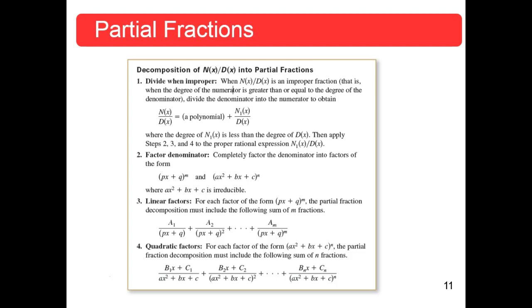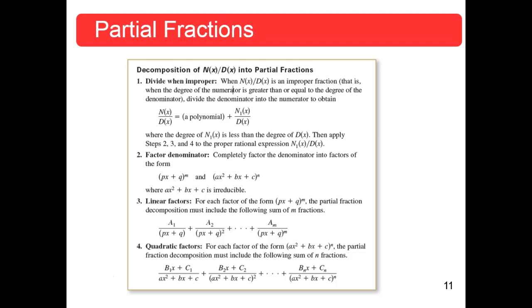And then we proceed with this. This polynomial we can integrate with no problem. Okay, just go and integrate. No sweat there. Then we'll proceed with partial fractions of just the remainder. Okay. So ultimately that N sub 1 will have a degree less than D, and then you apply the rest of these steps to that. Okay.